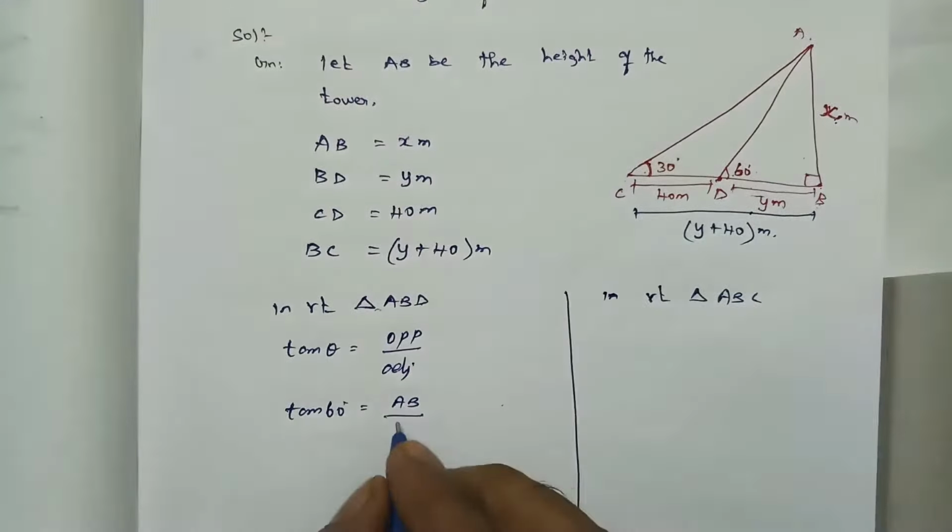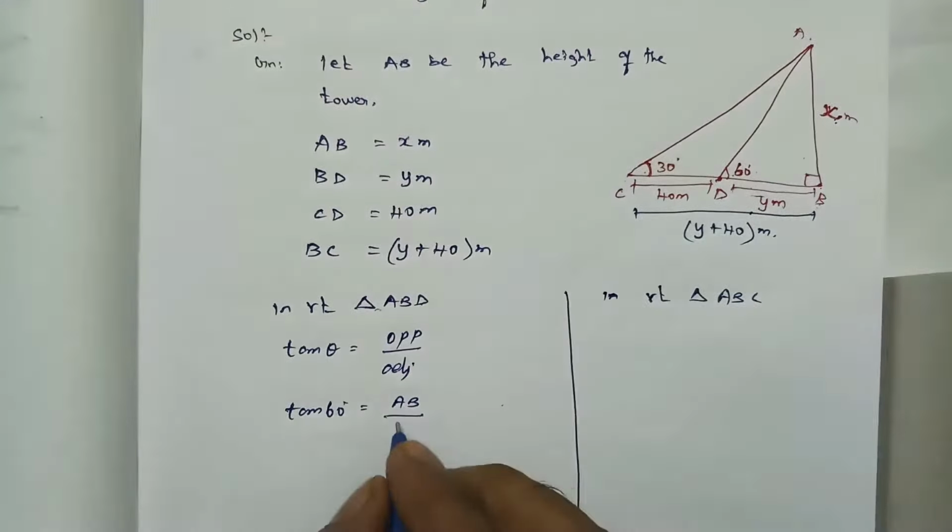Understood? Okay, come to the second right angle triangle. The second right angle triangle is named ABC. We need adjacent and opposite side. So which ratio? Tan theta, right? Tan theta is equal to opposite side divided by adjacent side. Tan theta is nothing but 30 degree. Tan 30 degree is equal to the opposite side, that is AB, divided by BC, right? What is the value of tan 30? 1 by root 3 is equal to AB, that is X, divided by BC, that is Y plus 40, right? Y plus 40.